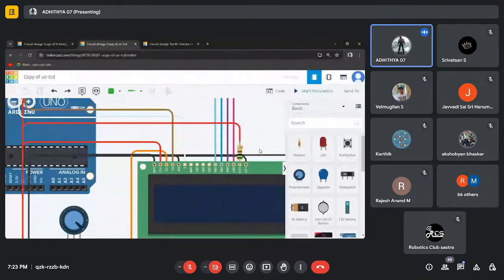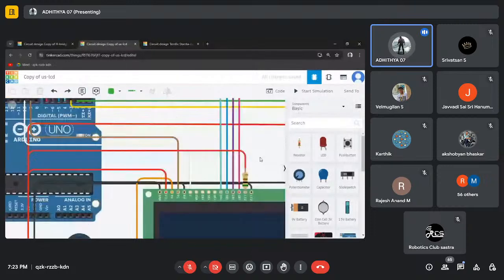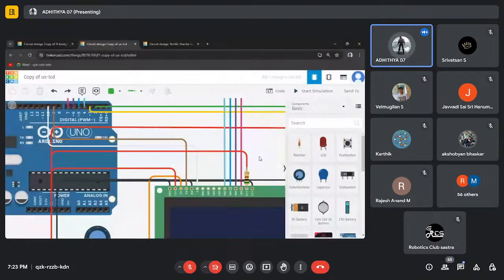Then, as I said, the LCD connectivity. We have connected 4 data pins. We can either connect 8 pins, but since we will not be sending too much data here, I have connected only 4. These 4 pins are connected directly to pins 4, 5, 6, 7 in the Arduino Uno. Next, we are not using this, and the enable is connected to pin number 10 in the Arduino Uno.